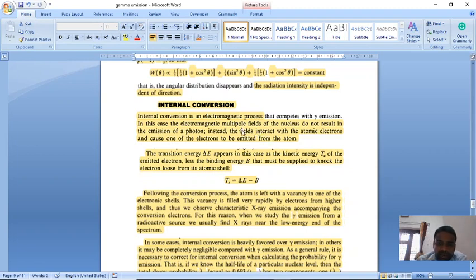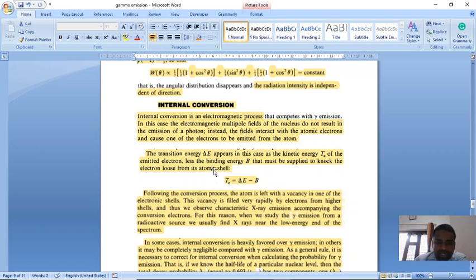What happens is the gamma emission, the gamma ray photon, interacts with the outermost electrons around the nucleus. Then that electron goes to the excited state. That means that it will be ejected out from the atom. The transition energy delta E appears in this case as the kinetic energy Te of the emitted electron plus the binding energy B that must be supplied to knock the electron loose from its atomic shell. That is, Te, the kinetic energy of the electron, is equal to delta E minus B.